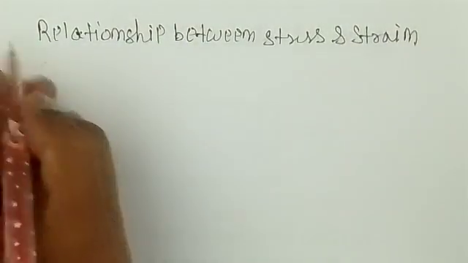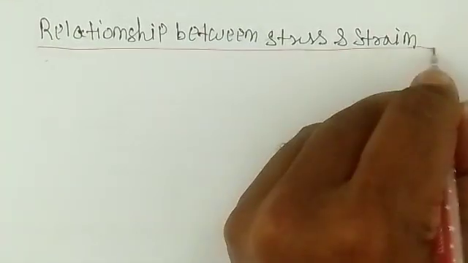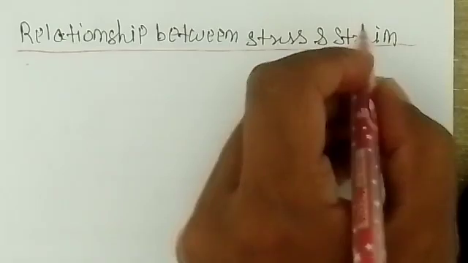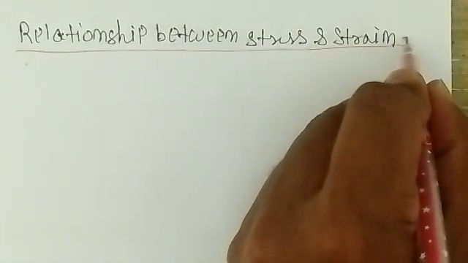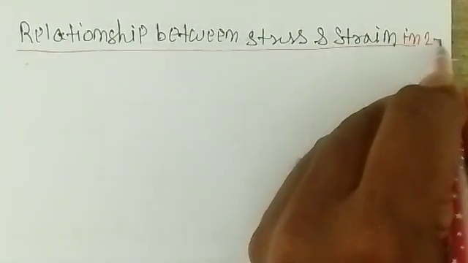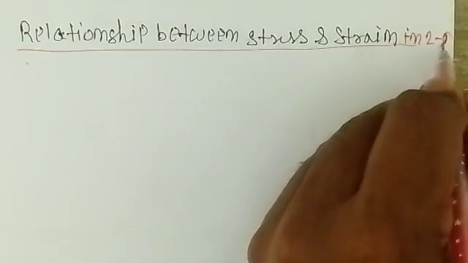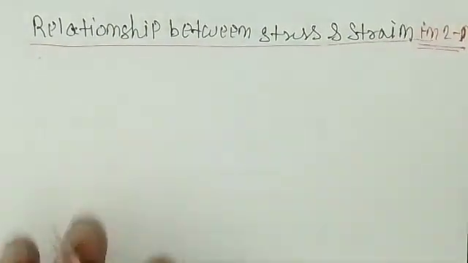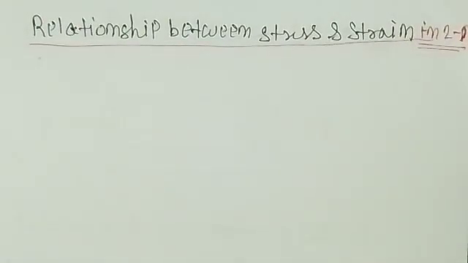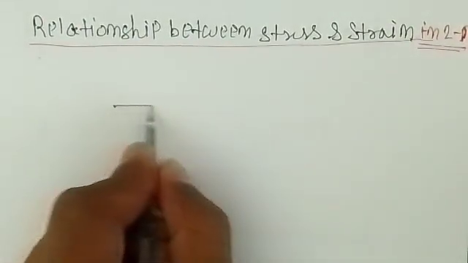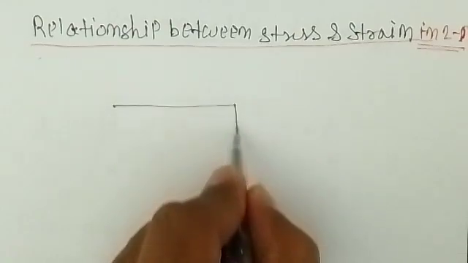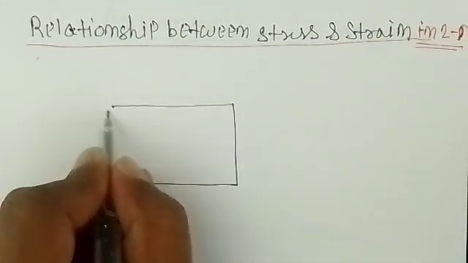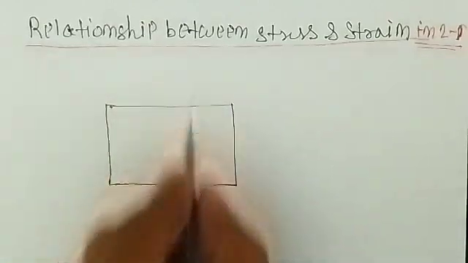So the relationship between stress and strain is this one for 2 dimensions, right? In 2D, it's better you can write it in 2 dimensions. So the relationship between stress and strain in 2 dimensions. For that, let's say one section is there, right? So this is the x-axis and this is the y-axis.